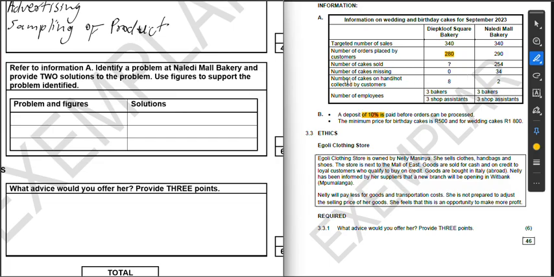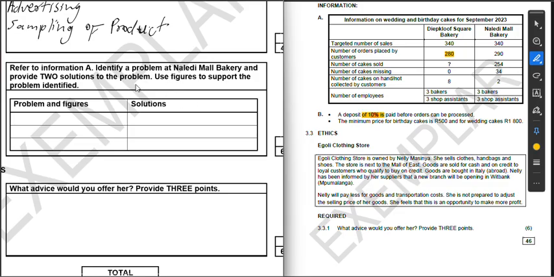The problem, we have got a number of cakes missing. They say a problem. That is the problem. So what is the problem here? Cakes missing. We don't say theft. That's a big assumption. So we say cakes are missing. All right, that is the problem. 34 cakes are missing. That's the problem.